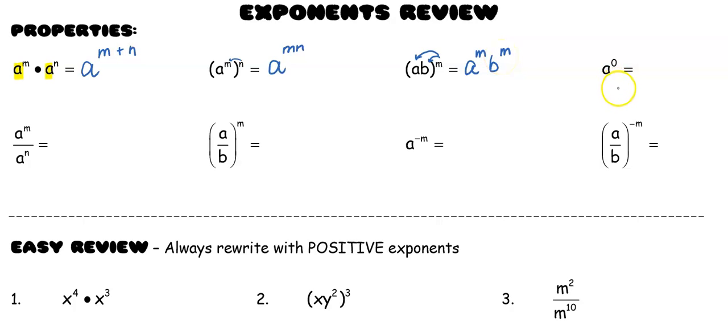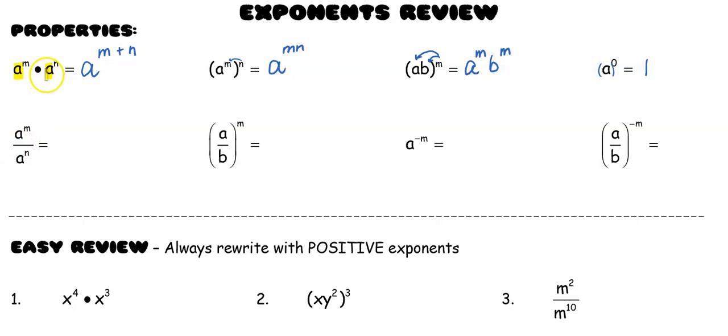Our next exponential rule is a to the 0. Anything to the 0 power, no matter what, is 1. No matter how big, how small, positive, negative, this whole quantity of a brought to the 0 power will be 1.